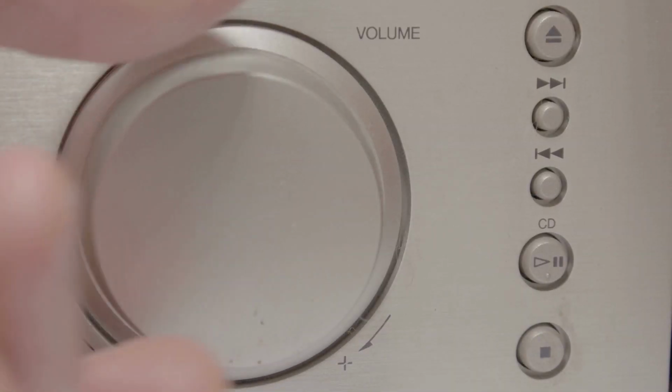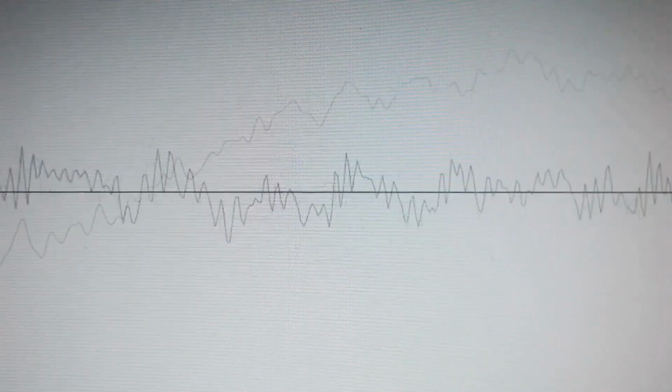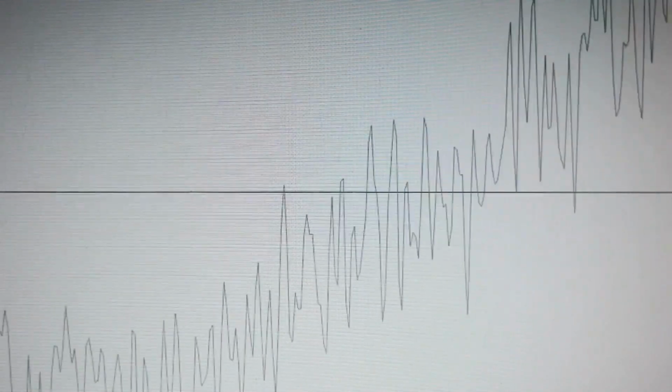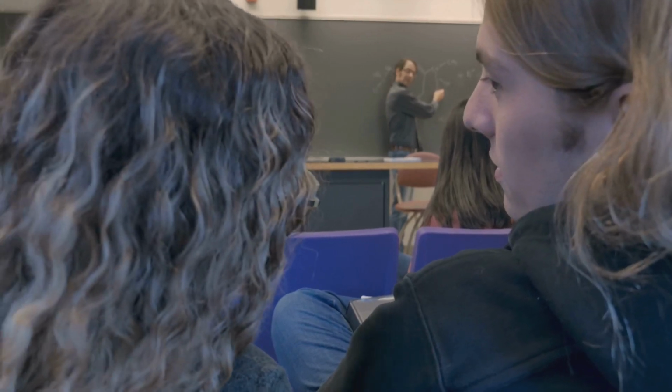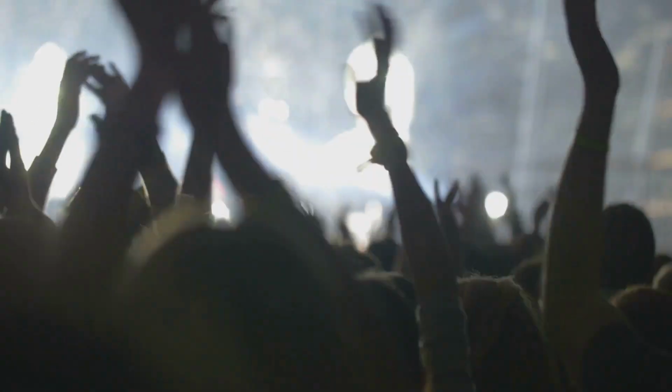Think about turning up the volume on your stereo. When you make the music louder, you are increasing the amplitude of the sound waves. The sound waves are carrying more energy, so they make your eardrums vibrate more strongly. That's what you perceive as loudness. A quiet whisper has sound waves with a small amplitude. A loud shout has sound waves with a much larger amplitude.